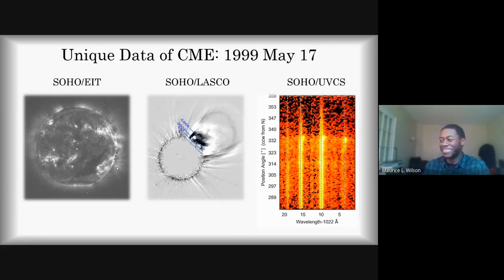UVCS gave us spectra, a lot of great spectra. As you can see here with the UVCS image, the x-axis is wavelength, so you get the spectral information on that axis. And the y-axis is just position along the slit.